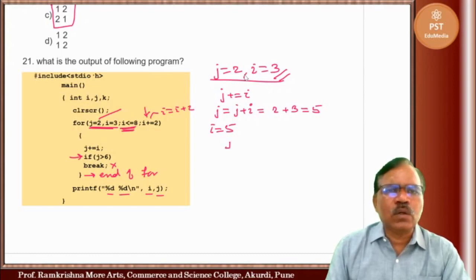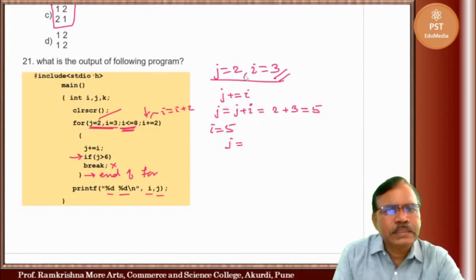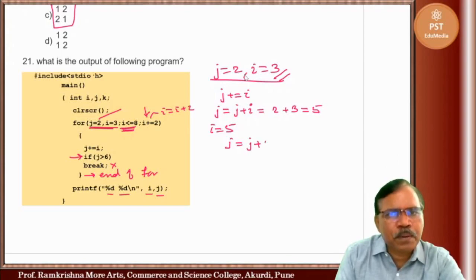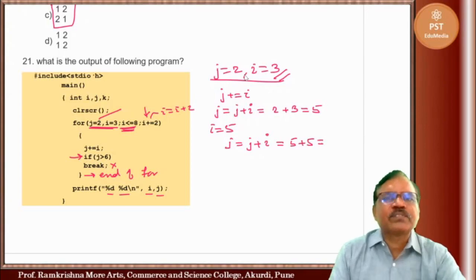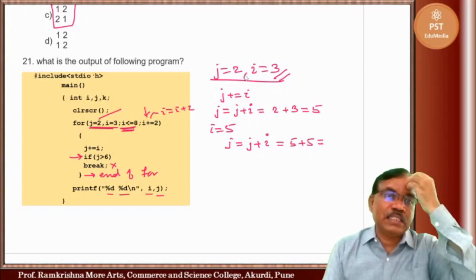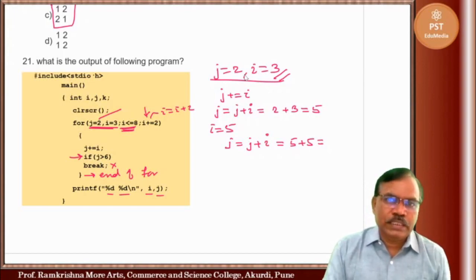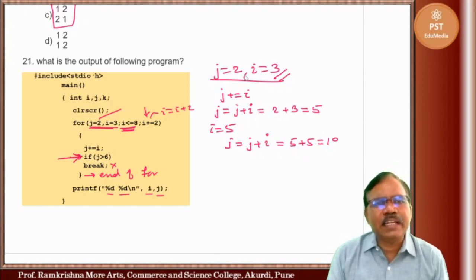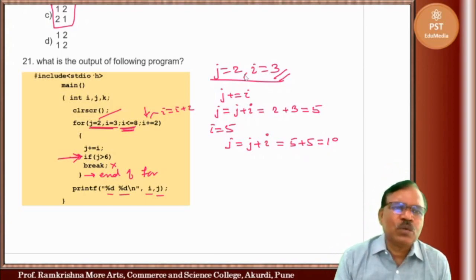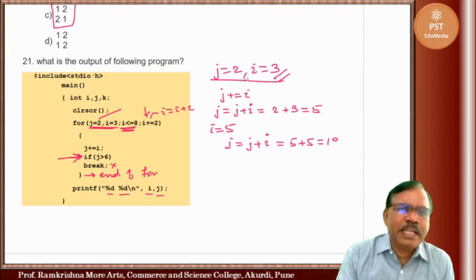j equals j plus i. What is j? j is 5, i is 5. So j becomes 10. It comes here. If j greater than 6? Yes. So break is evaluated. Break is evaluated means it will come out of the loop.